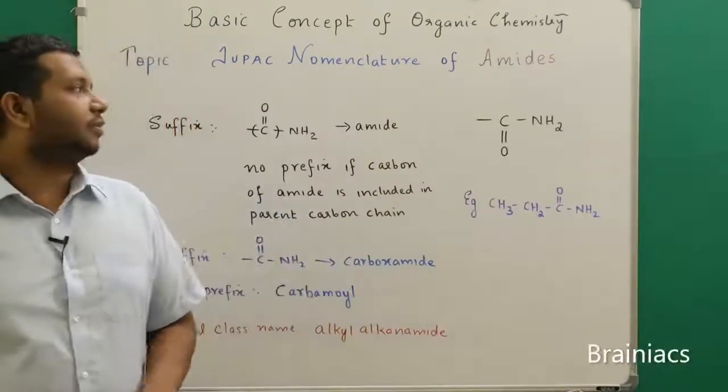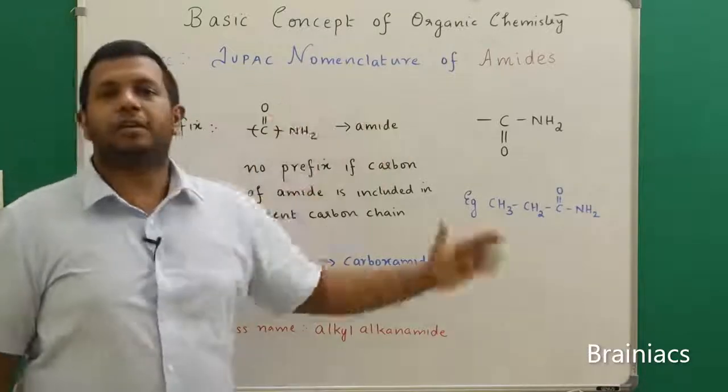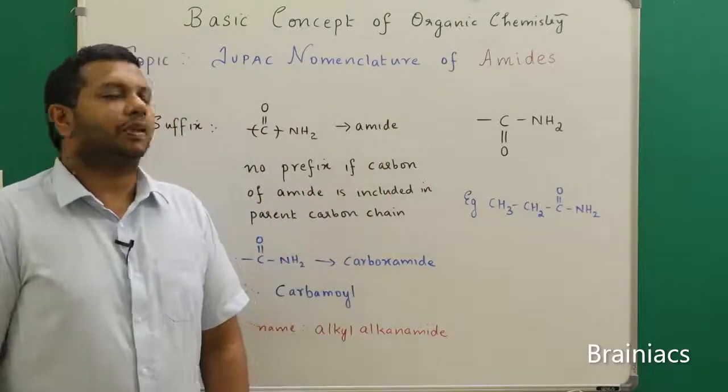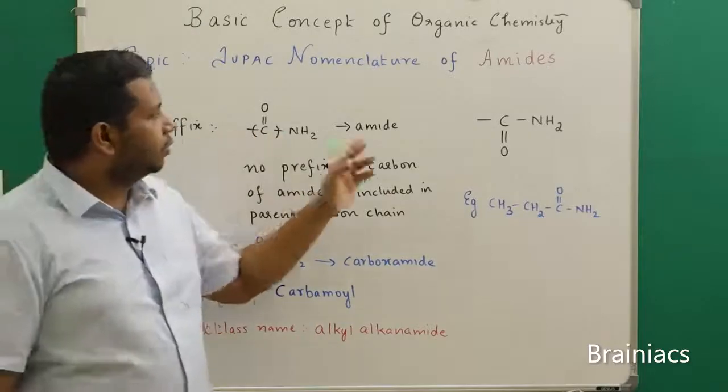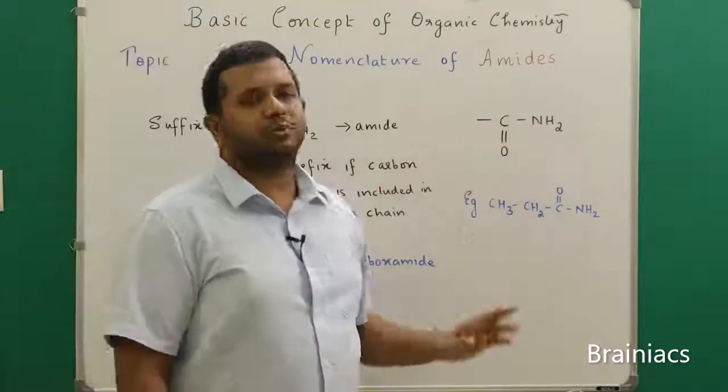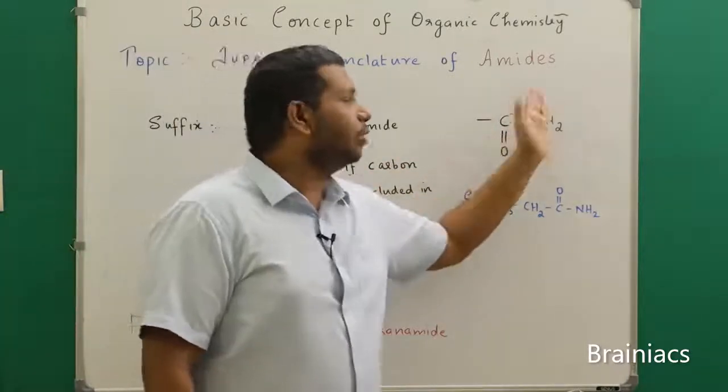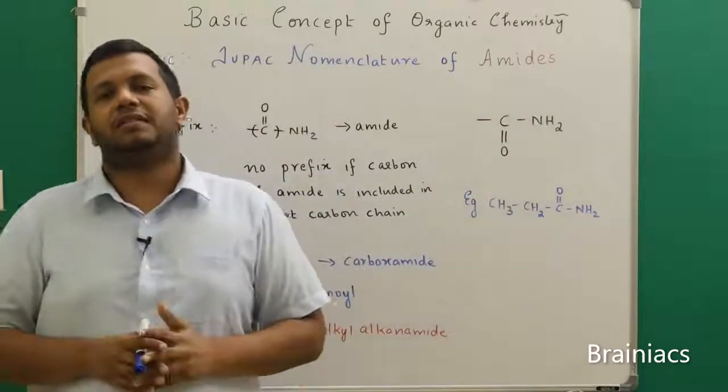Hi dear students. So next we are dealing with the IUPAC nomenclature of amides. Okay. So coming to amides, the functional group here is CONH2. You could see here chlorine is replaced by amino group NH2. Then we say it is amide.